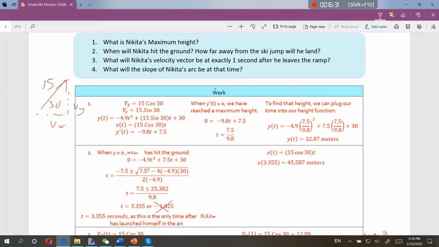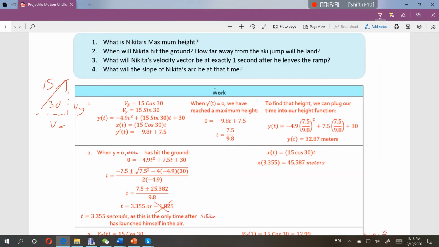Okay. For number 3, I want to know his velocity vector exactly 1 second after he leaves the ramp. Now, originally, I had just asked for what the speed would be exactly 1 second after, so total speed. I did go back last minute and change this to velocity vector, so I have this added over on the side here for the angle, since our velocity needs to have both a magnitude and an angle.